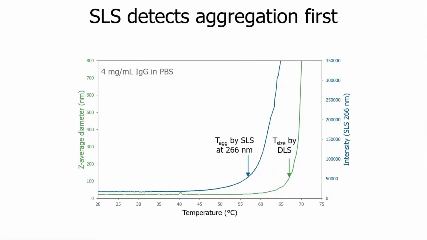SLS is also extremely sensitive for detecting when aggregation begins. In this case, we're running the same thermal ramp twice on the same sample, but in one ramp looking at the SLS signal shown in blue, and in another ramp looking at DLS data shown in green, and overlaying them on the same graph. As you can see, SLS is picking up on aggregation first.